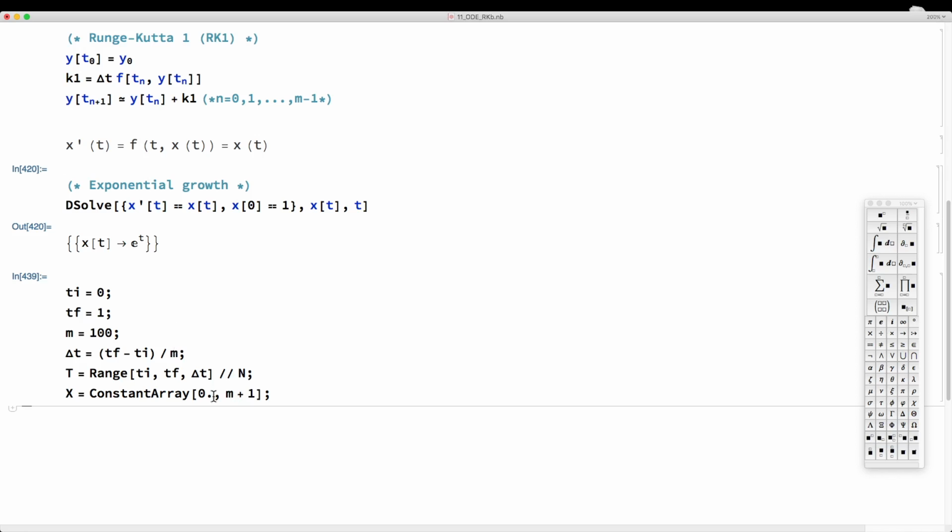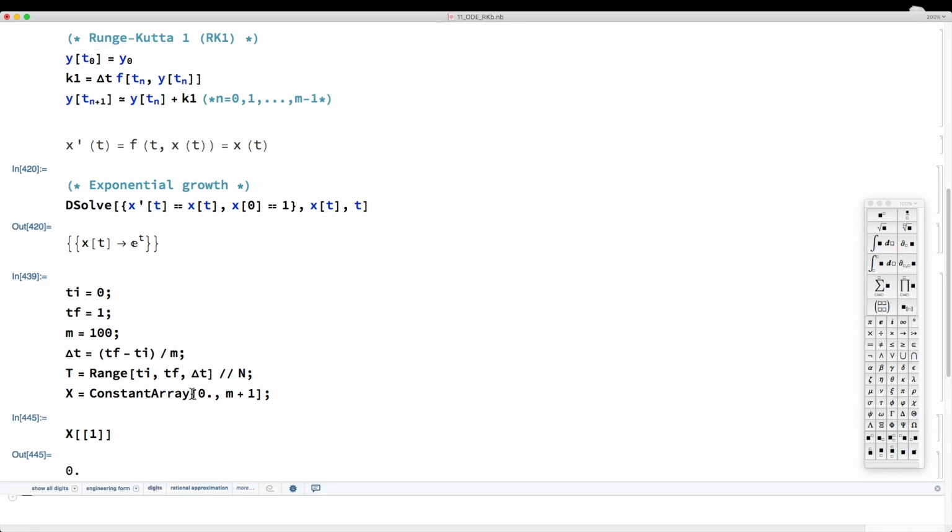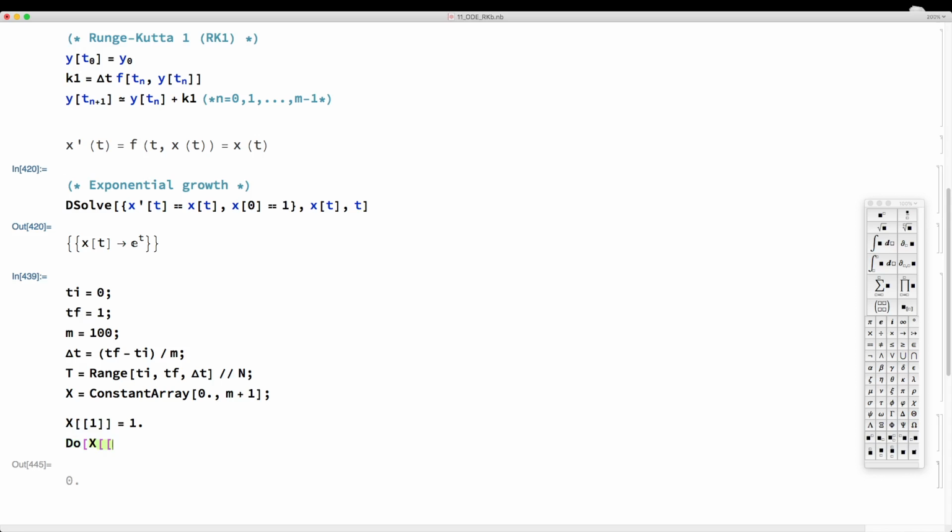Now to initialize, the first value of x is x1, of course, and that's 0 for now, but we want to set it equal to 1 because that's the correct initial condition. So we can just do this by hand. So x of 1 is 1.0, and then we can start our do loop. So the next value is n plus 1, and that would be equal to, well, let's write it like this.